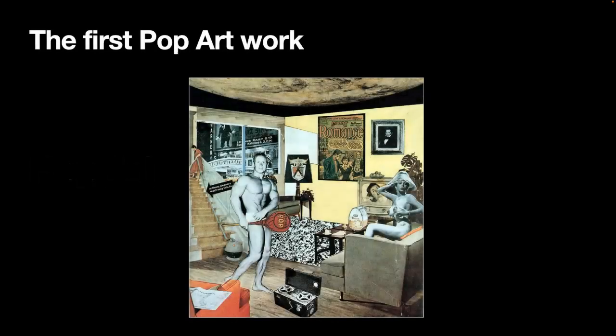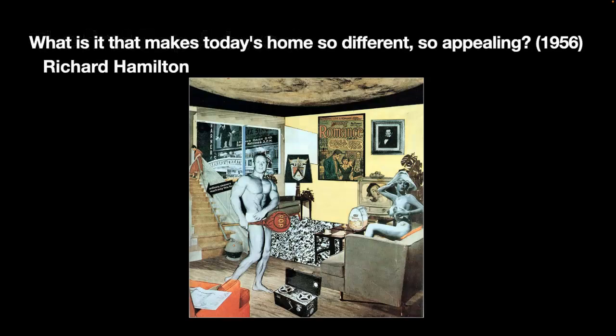So the first image that we know of as being a pop art image is this one by Richard Hamilton. It measures 10.25 inches by 9.75 inches. The work is now in the collection of the Kunsthalle Tübingen in Germany. It was the first work of pop art to achieve iconic status. The name of the piece is probably one of the longest named pieces I know of. Just what is it that makes today's home so different, so appealing?